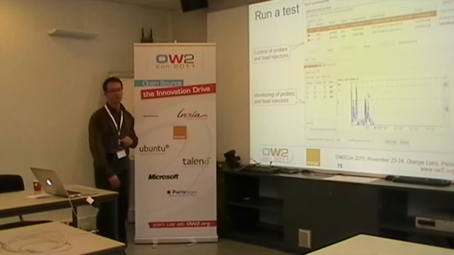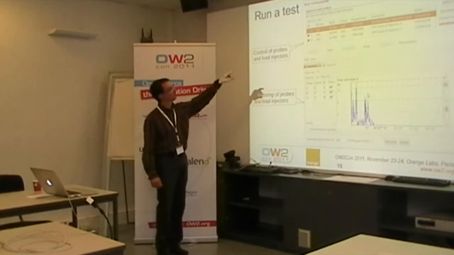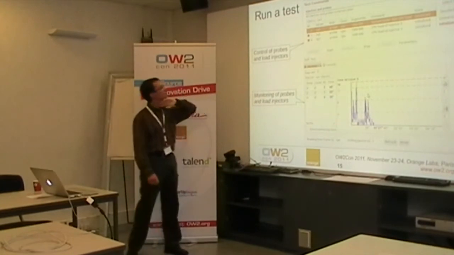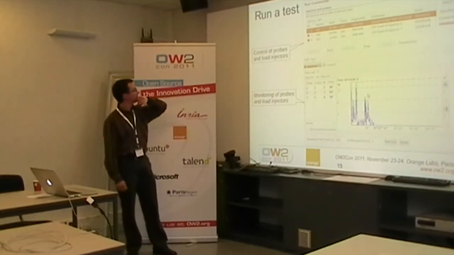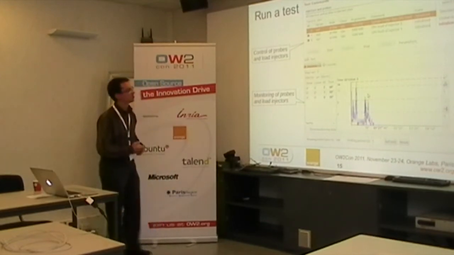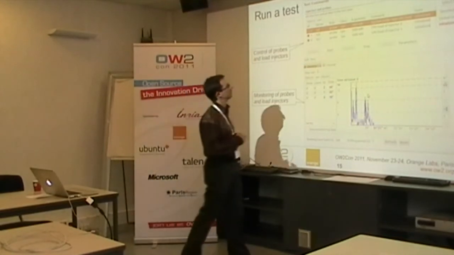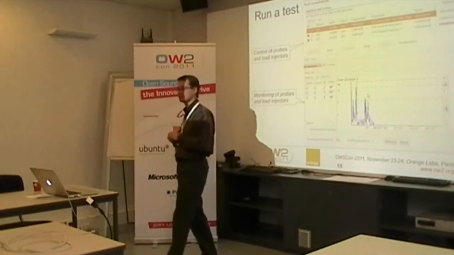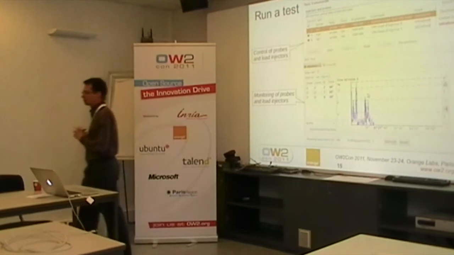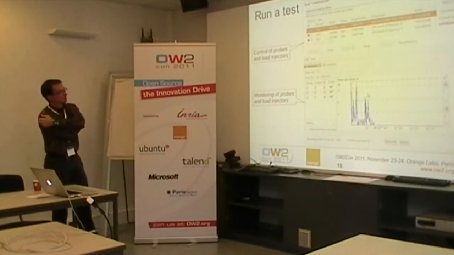Then finally, you just have to run your test. You see at the upper part the list of probes and injectors, and you can control them, stop them, resume them, change dynamically some parameters. So for example, by clicking on the parameters button for an injector, you can change the number of active virtual users at runtime.